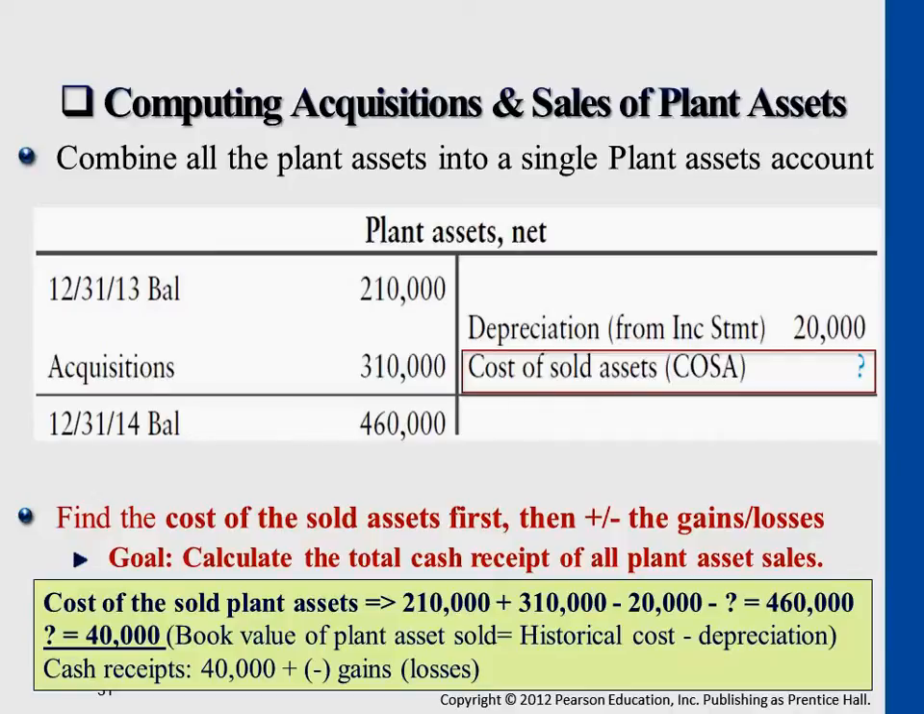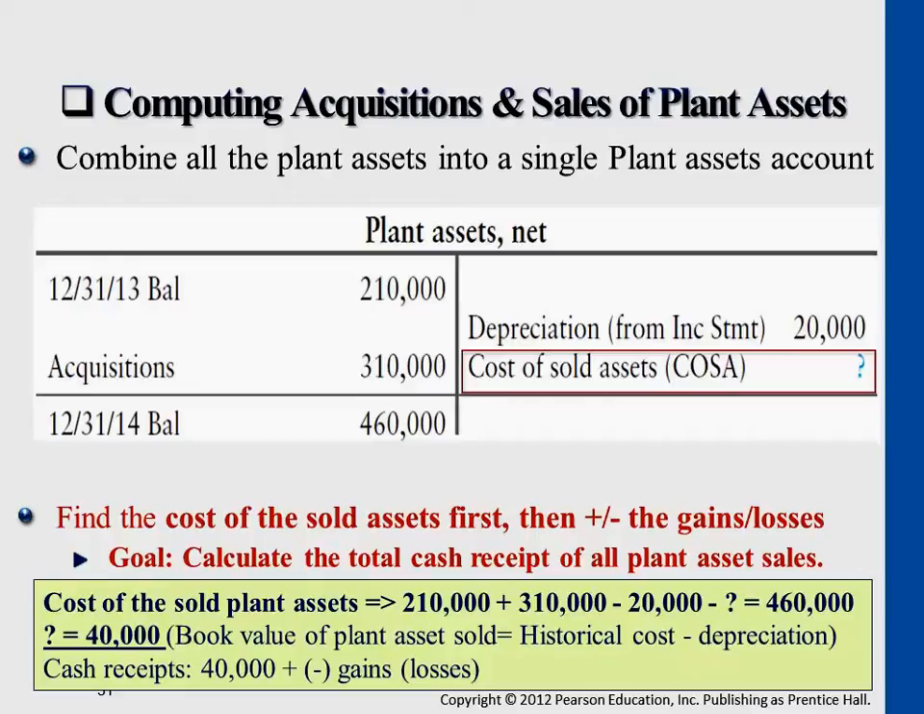Again, the beginning balance of long-term assets is $210,000. We made new purchases. Some part of the long-term asset as time goes by grown old. And then some part, the question mark there, is the part that we sold out to others, the book value of the asset that we sold out. Eventually the balance is $460,000.